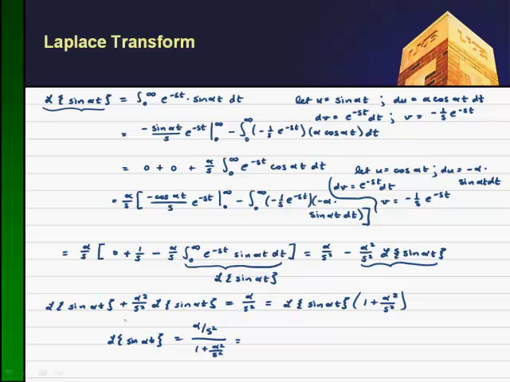Down here, I'll change the 1 to s squared over s squared. So I'll get alpha over s squared over s squared plus alpha squared over s squared. And so this becomes alpha over s squared divided by s squared plus alpha squared all over s squared. And if I invert and multiply, I'll get alpha over s squared times s squared over s squared plus alpha squared, leaving me with the Laplace transform of the sine of alpha t, which is alpha over s squared plus alpha squared.